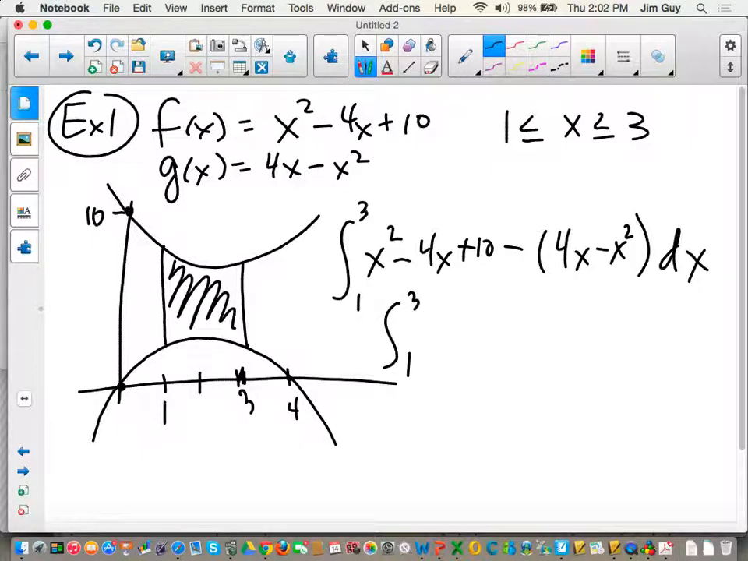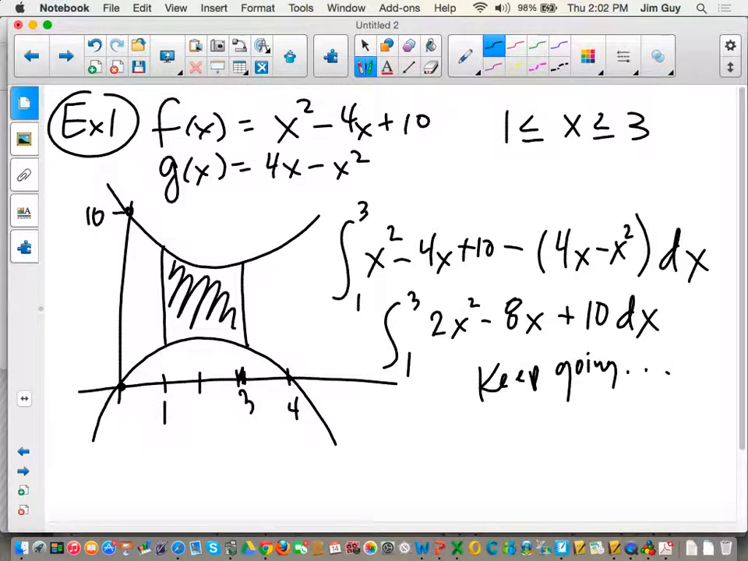In other words, x squared minus negative x squared becomes 2x squared, minus 8x, plus 10. And then keep going. We're not going to keep going in the notes, just to save time. You all know how to do integrals. You know what to do. I think on this one, you actually get 16/3. You can check your math later on.